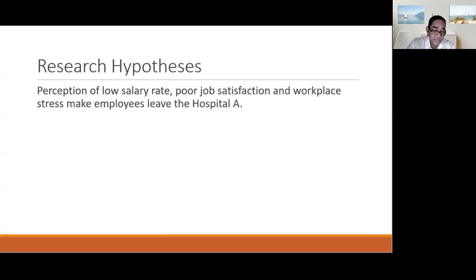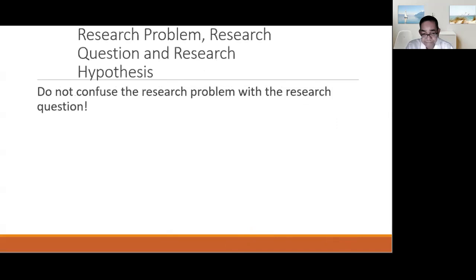And then the hypothesis: perception of low salary rate, poor job satisfaction, and workplace stress make employees leave Hospital A. That is now the research hypothesis. Do not confuse the research problem with the research question.